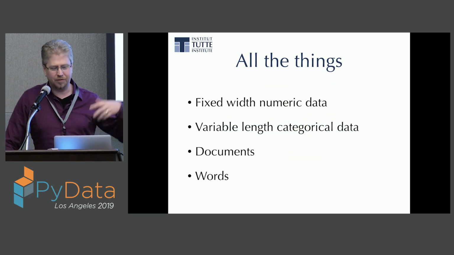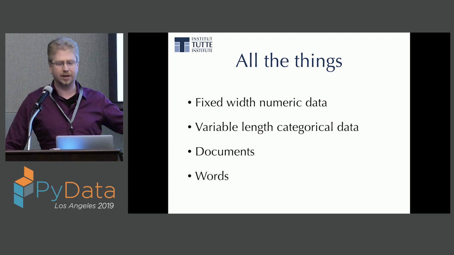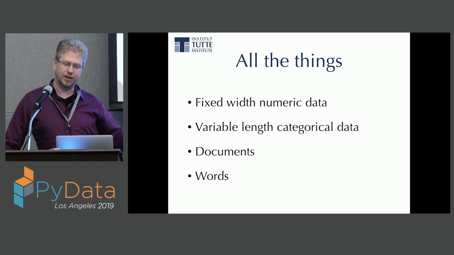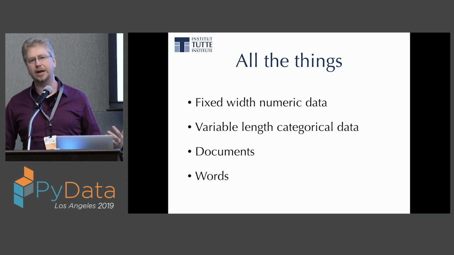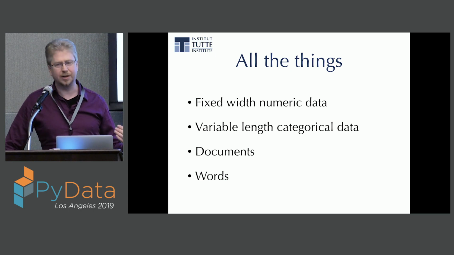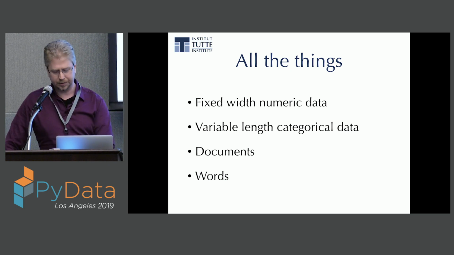So what do I mean by all the things? I'm going to start off by talking about fixed width numeric data. This is the traditional data that data scientists have been dealing with for years and years now. We'll get ramped up on that, and I'm going to transition into variable length categorical data, which is typically slightly harder to do for embedding. We're going to spend some time talking about that, and finally I'm going to transition into embedding words and documents.